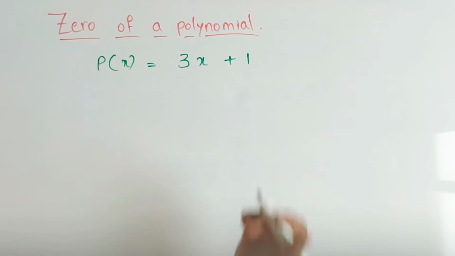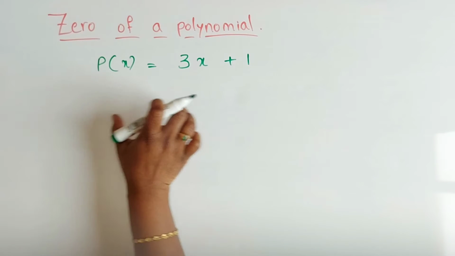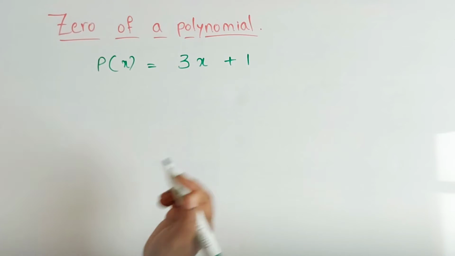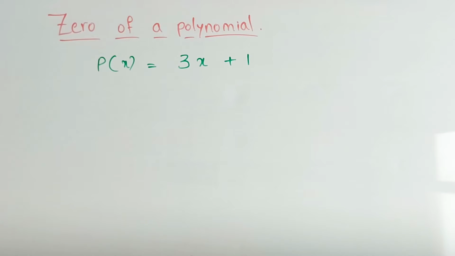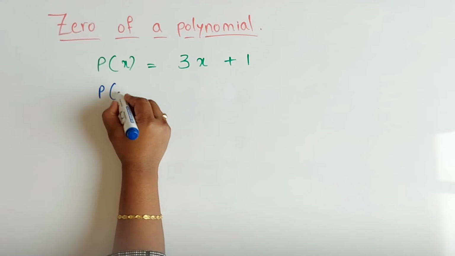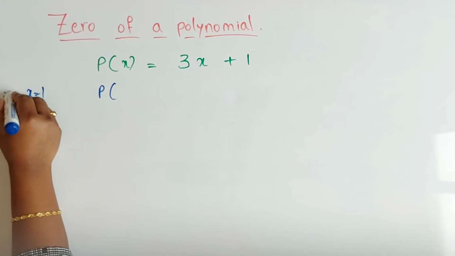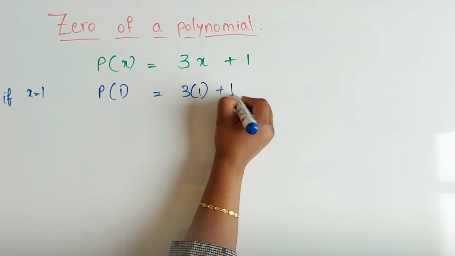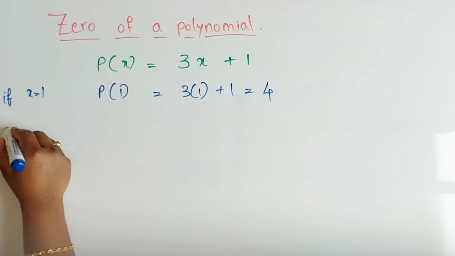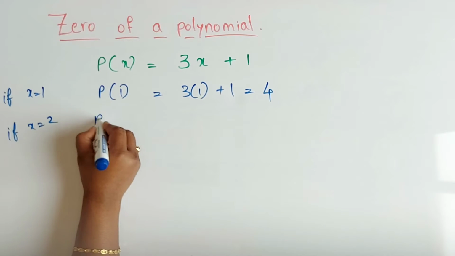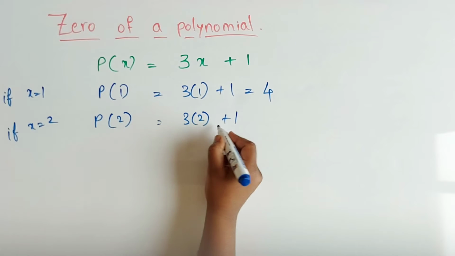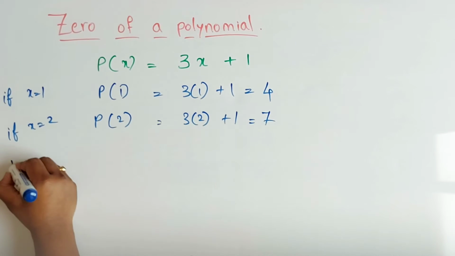What is the zero of a polynomial, children? Let's take one polynomial example. P of x equal to 3x plus 1. Here I took 3x plus 1. Let's find the values of this expression. Now put the value x equal to 1. If x equal to 1, P of 1 equal to 3 into 1 plus 1, that is 4. If the x value is 2, P of 2 is 3 into 2 plus 1. 3 twos are 6 plus 1, it is 7.